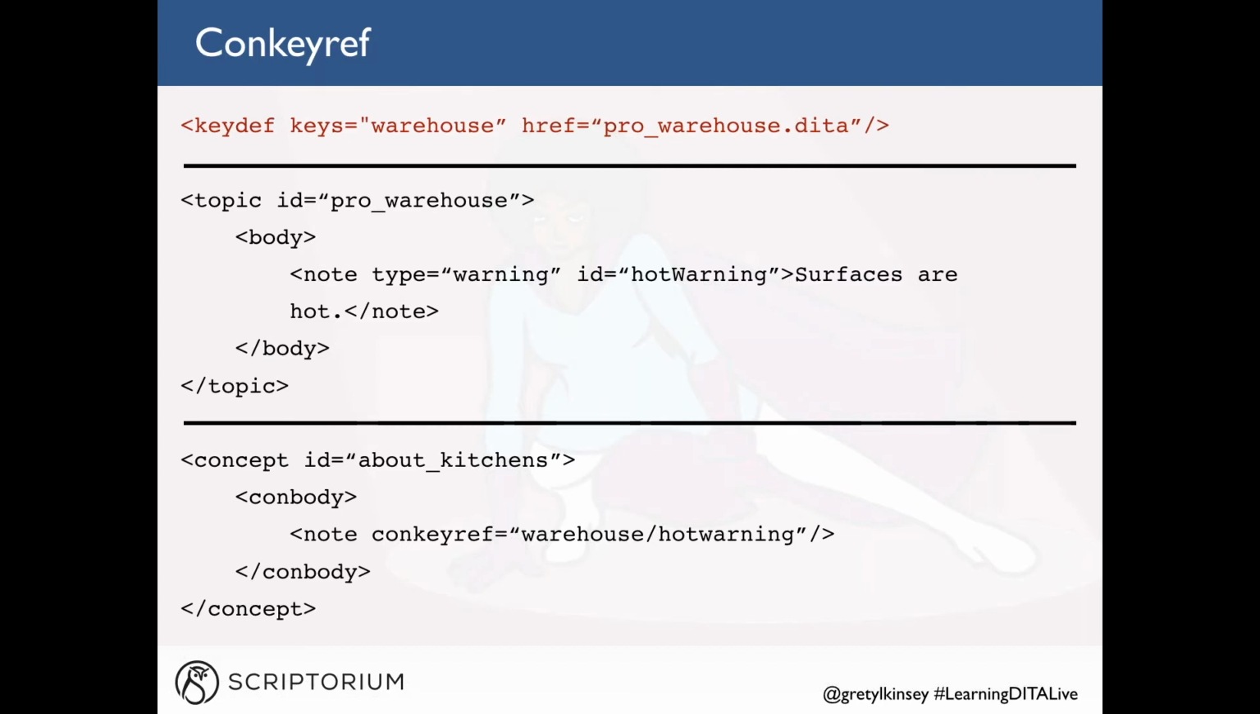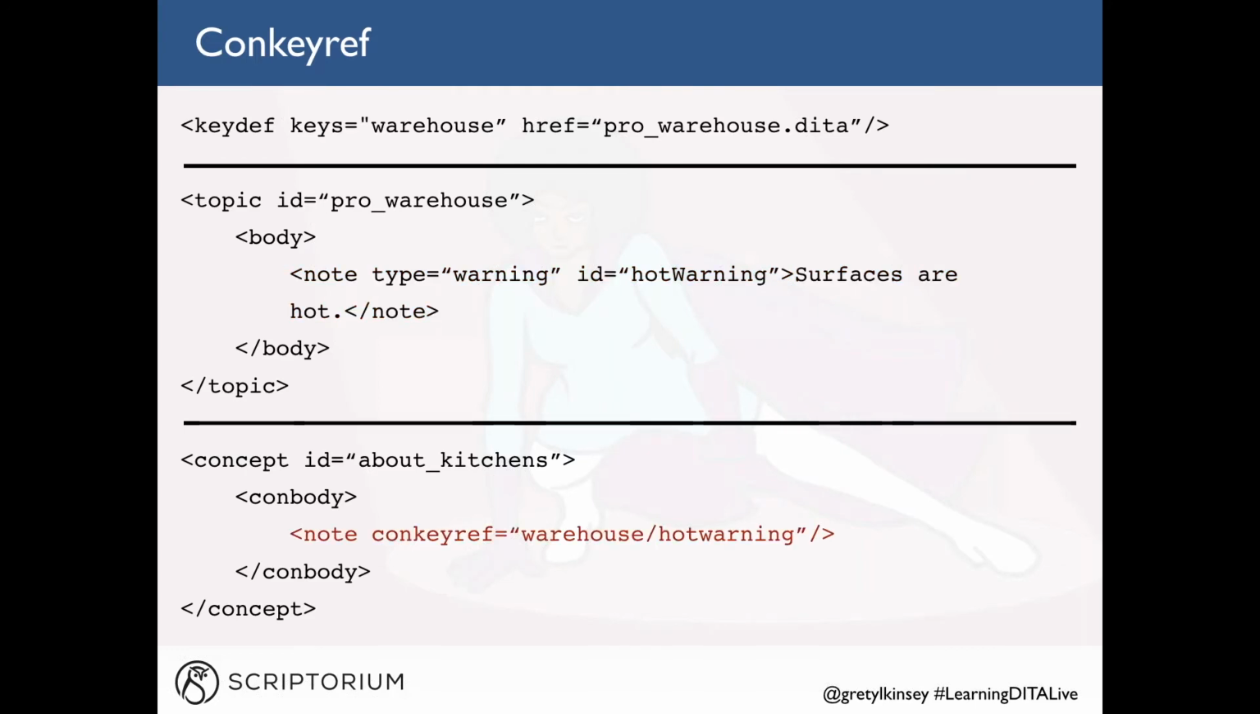In the map where our topic is contained, we're going to set up a key for our warehouse topic. So we have this key that we're defining, and the key's attribute is defined as warehouse. And the topic it points to is pro-warehouse.dita, which is going to be a warehouse topic containing elements for pro cooks. Then in our warehouse topic, pro-warehouse.dita, we have this same note that we saw before with an ID of hot warning, and that's the note that we want to reference via conkeyref.